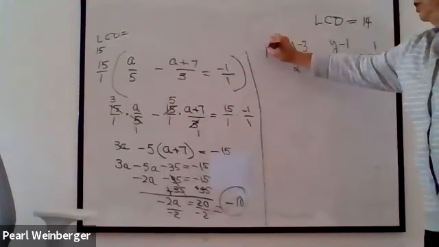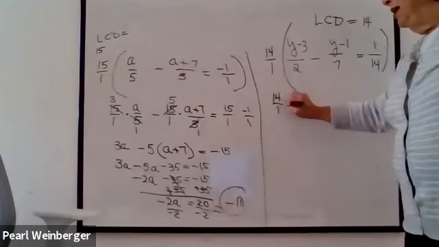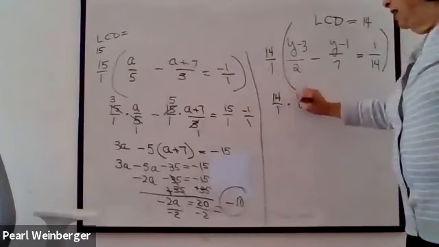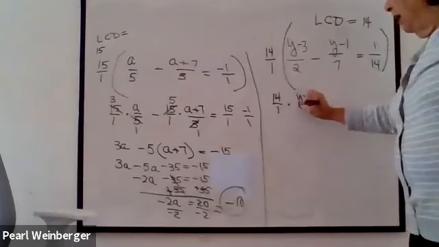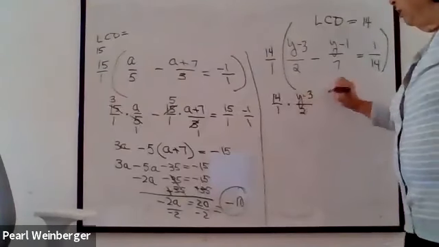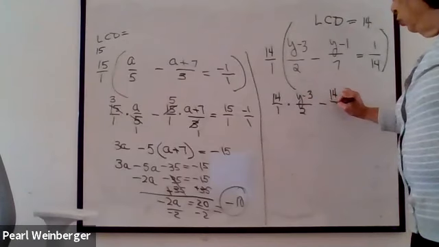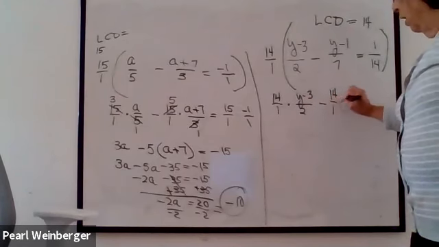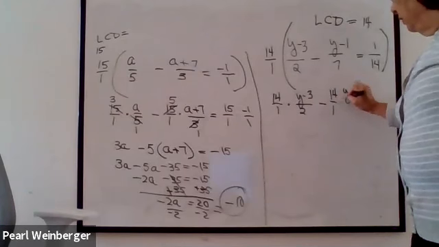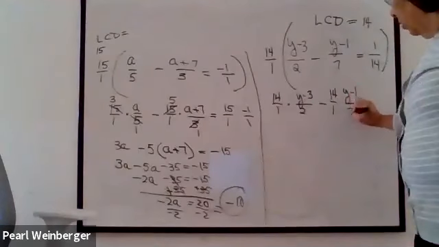So I take the 14 and put it over 1 and multiply my whole equation by it. I always do the rewriting, even though it might take a little extra time. I'm distributing this 14 over 1, so that's in front of each one of these fractions.